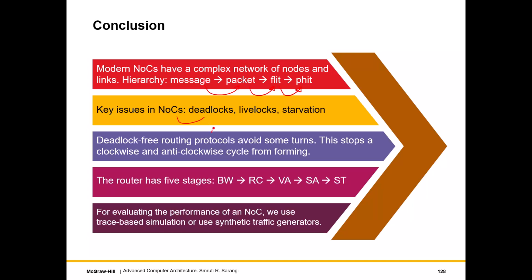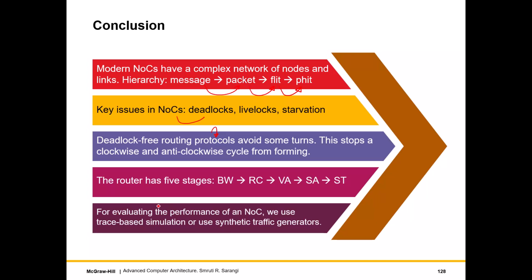Deadlock free routing protocols are there, no doubt. They are deadlock free because they avoid some turns. This stops any kind of a clockwise or anti-clockwise cycle from forming. The router has 5 stages: BW, RC, VA, SA, ST. We can further optimize them by using a bunch of techniques, as we have seen: look-ahead routing, speculative VC allocation, bypassing, etc.